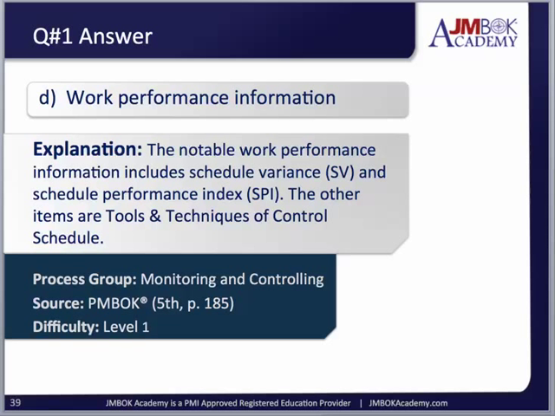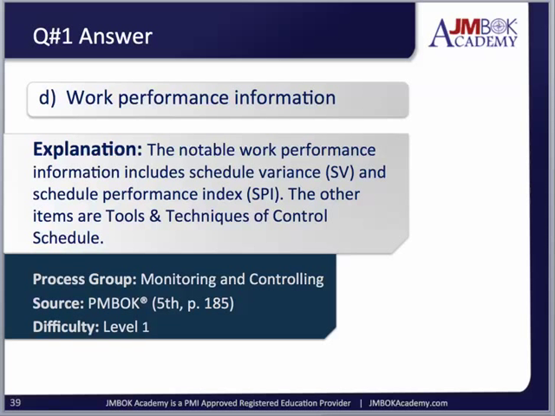So remember, you can only have work performance information after executing. So we're beyond that now. So we're in monitoring and controlling. And so really we're trying to see if the plans that we created in the project management plan, are we on track? Are we staying focused on the cost, on the schedule, on the scope? So here, more particularly, we're looking at the schedule variance. So the notable work performance information includes schedule variance and schedule performance index. The other items are tools and techniques of control schedule.